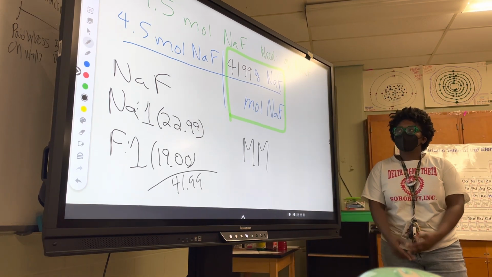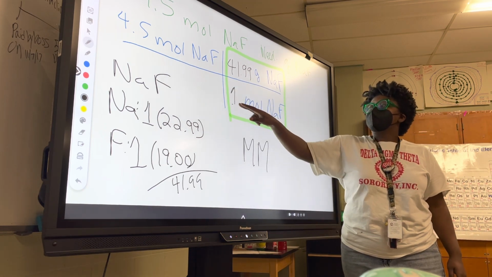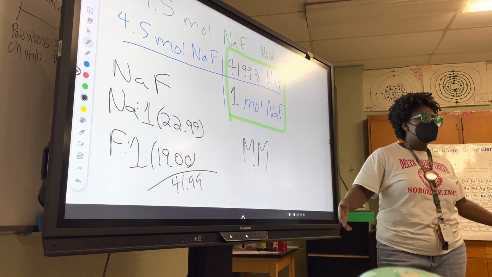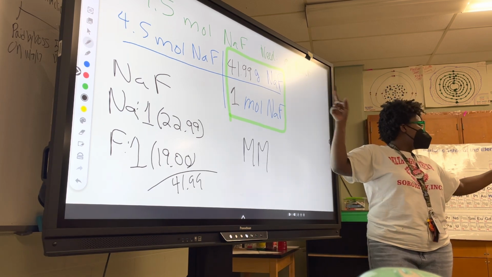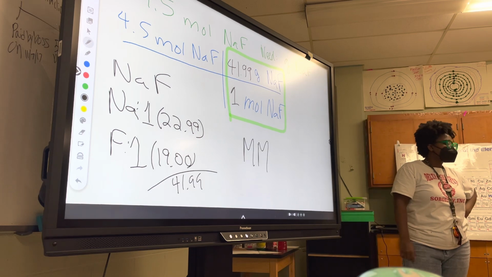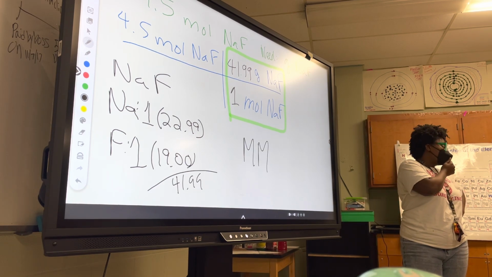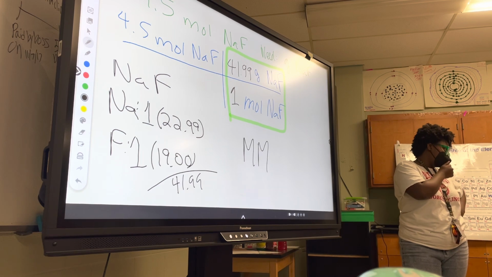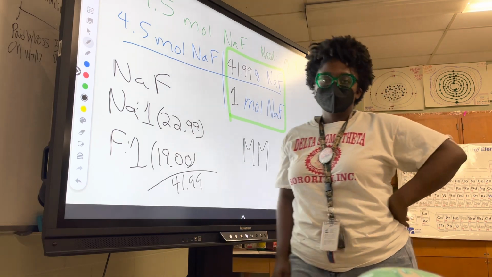All right, 41.99 grams. How many moles? One. And guess what? Same math. Multiply across the top, divide by the bottom. Don't round up because you need the 2 decimal spots. We aren't going to round until the very end. That's when we round, unless you're Iggy.